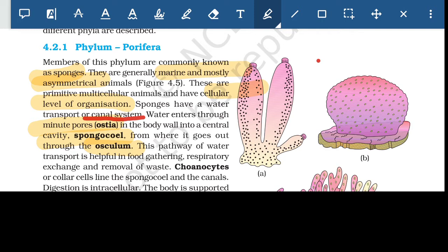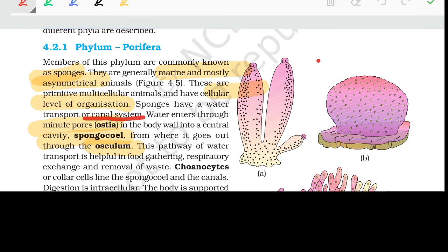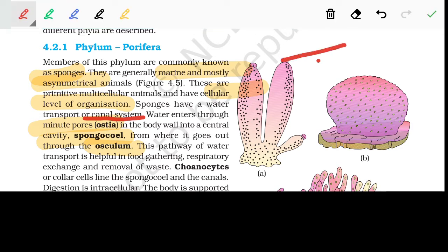Ostia are the minute pores from where water enters into the body cavity, and the central body cavity is called spongocoel, and then the bigger outlet is called osculum. See over here in this figure, you can see these very big holes, these are osculums. These very tiny pores are ostia, and the very big body cavity inside, with the outer surface and the inner surface, is called spongocoel.